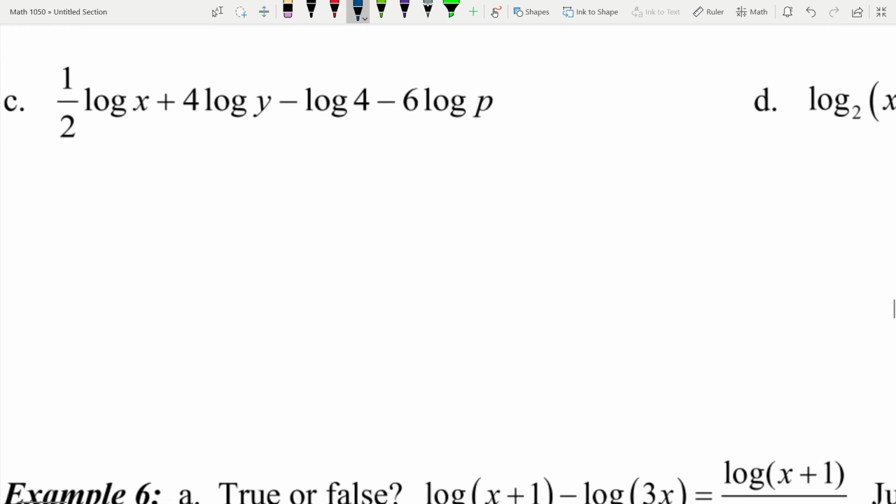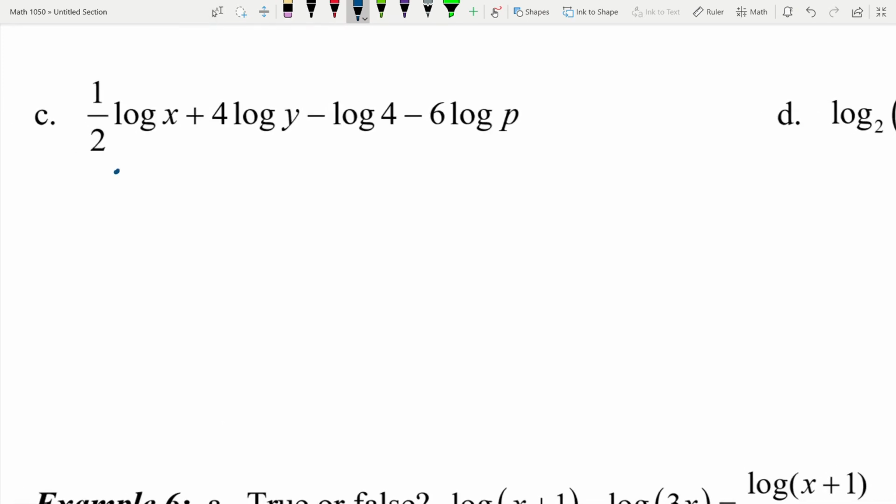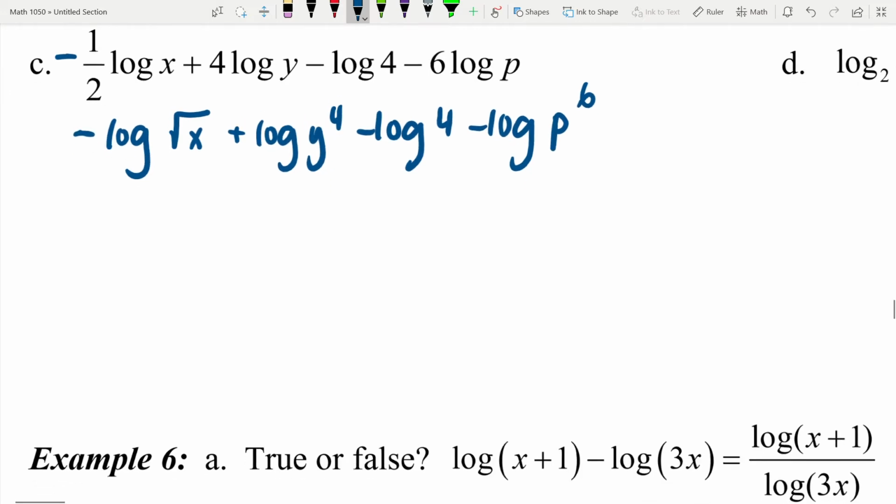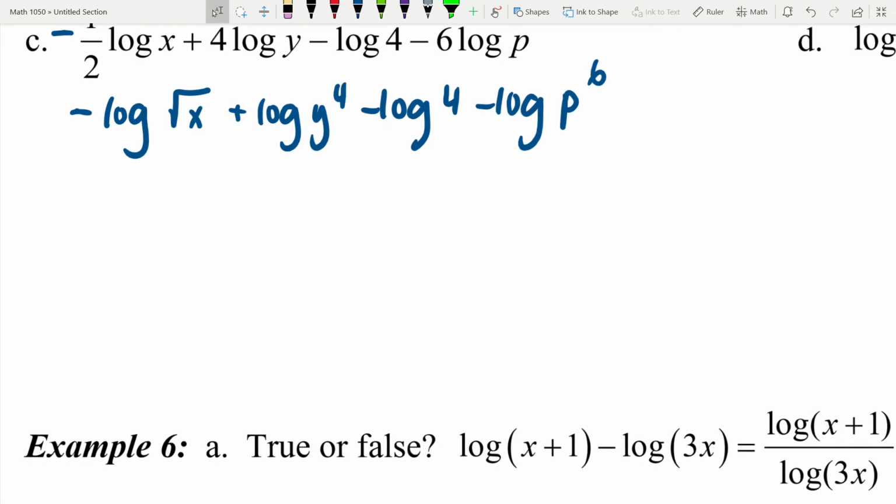Okay, here we go. Pull those up as exponents. So I'm going to write this as log of, can somebody go right to that? Square root of x, right? X to the 1/2 is the same thing as square root of x. Plus the log of y to the 4 minus the log of 4 minus the log of p to the 6th. You know what? I'm going to throw a little curveball at you. Look right here. I'm changing the problem. Make that a negative to begin with. So then that's a negative right there to begin with. Don't freak out. It's no more difficult than the other ones.